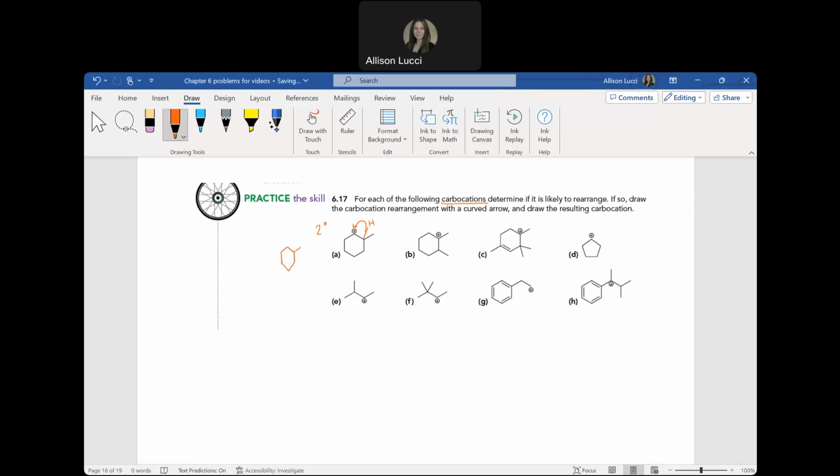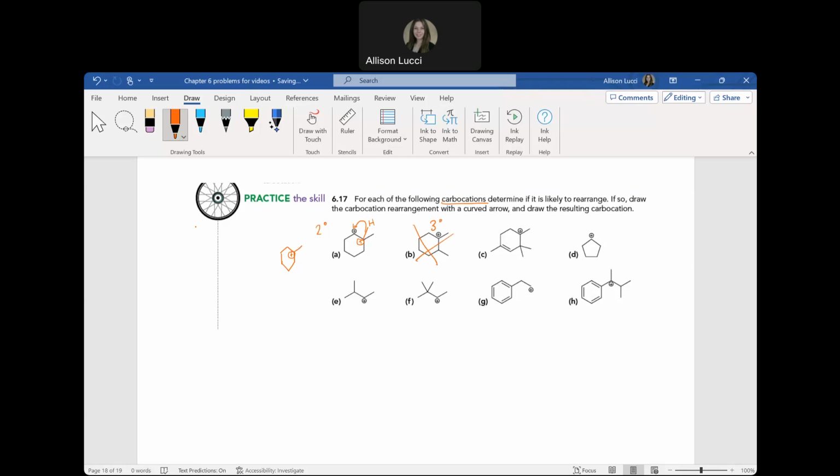So I'll draw that over here. This site here would be positive, where that hydrogen has left. Then we see in B that we already have a tertiary carbocation, so it would not become more stable through any type of rearrangement. It could not become any more stable. So this one, we don't have to draw a resulting carbocation that's more stable.